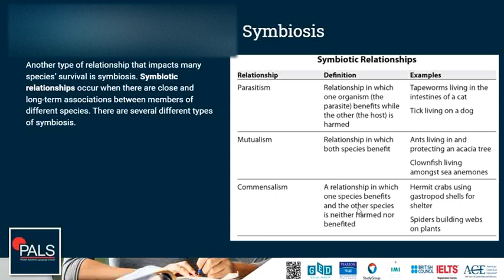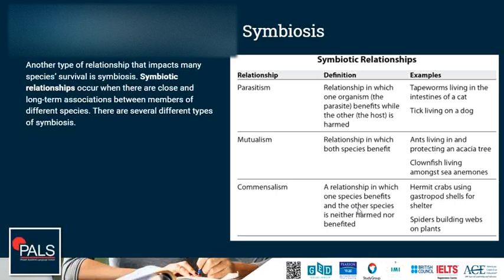These are examples of two different types of parasites. Tapeworms are so-called endoparasites because they live inside their host, whereas ticks, fleas, or lice are so-called ectoparasites because they live on the outside of their host.